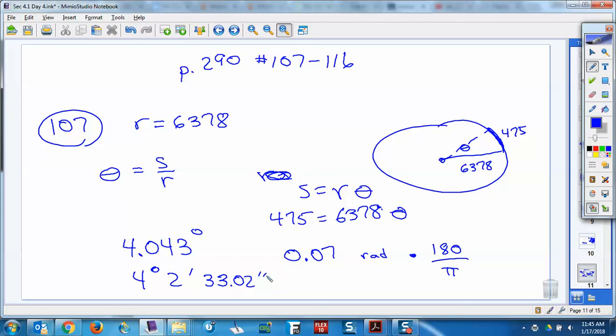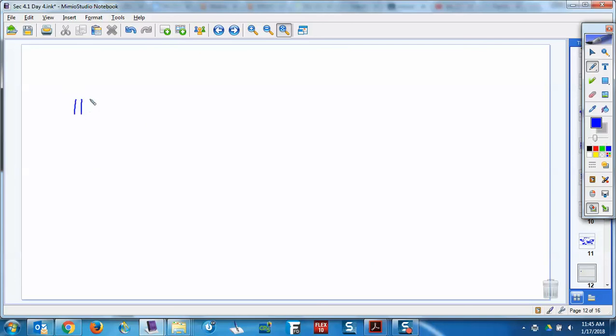number 110. Let's do 110. Okay? An electric hoist is being used to lift a beam. So what's happening is that drum is rotating and cranking up the chain as it lifts. So that drum is rotating, okay? All right, electric hoist being used to lift a beam.